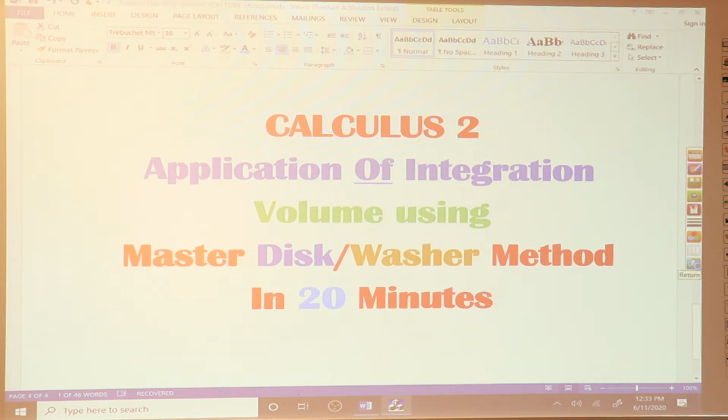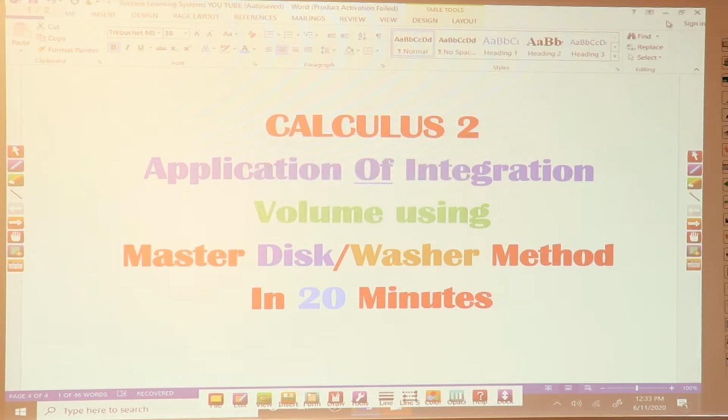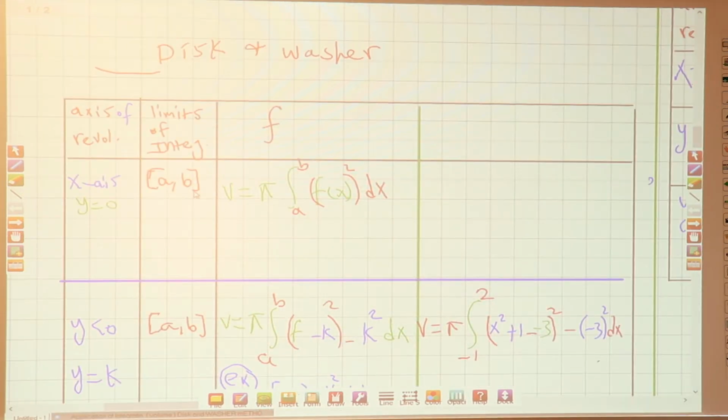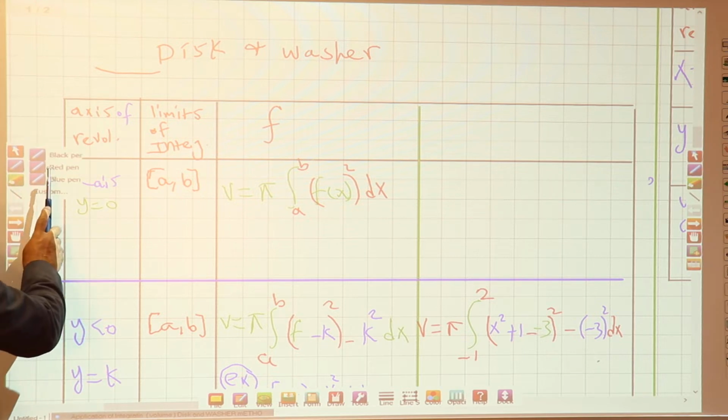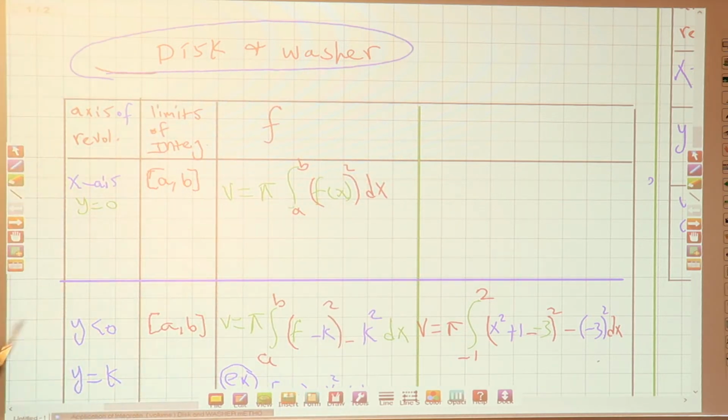I'm going to show you what I did for you, just to save your time. Look here, in our class today about the disk and washer method, I prepared a small table for you.